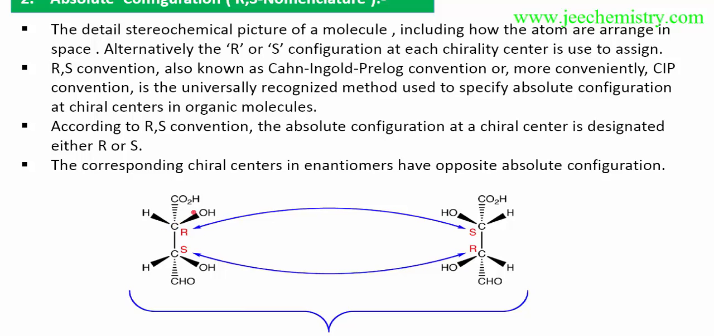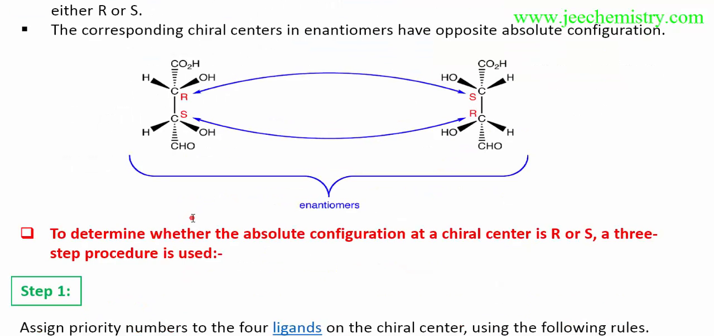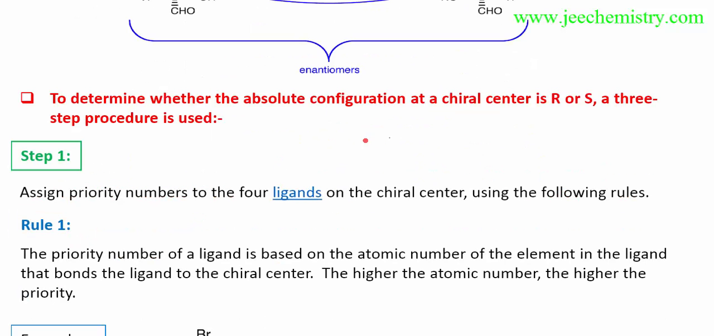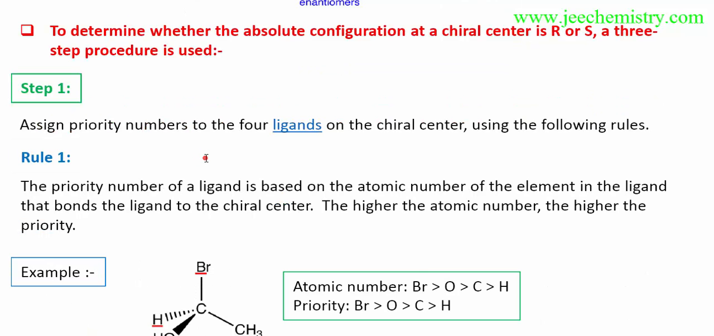We will learn the CIP rules one by one, each CIP rule. And we will also learn one shortcut, by which we can assign RS nomenclature to any compound easily. First of all, we will learn the detailed step by step process. Then after we will learn the shortcut for how to assign RS nomenclature. RS configuration, how to assign. First, to determine the configuration at the chiral center as R or S, a 3-step procedure is used. The CIP rule provides some procedure, some steps, by which we can assign RS nomenclature.